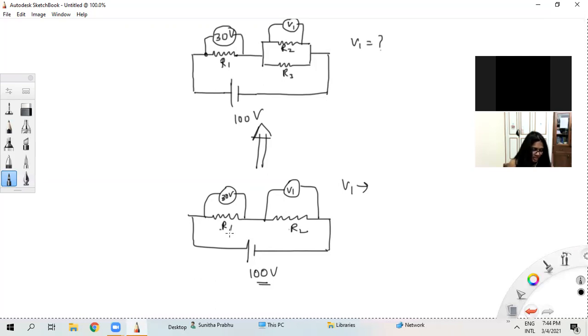So it would be 100 equals 30 plus X, and then you interchange it. That's it, my child. Okay.